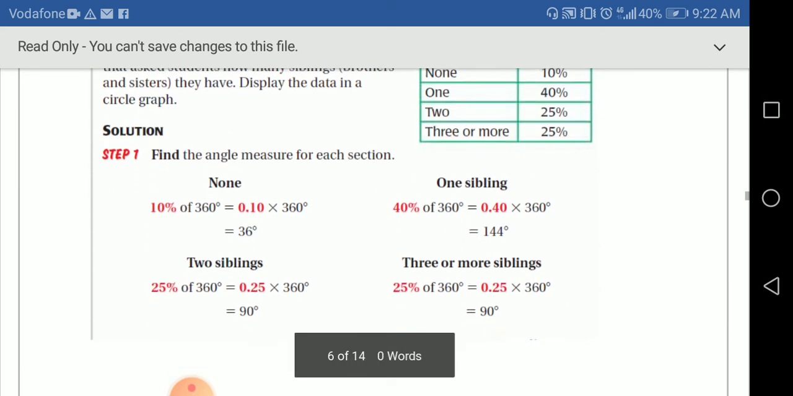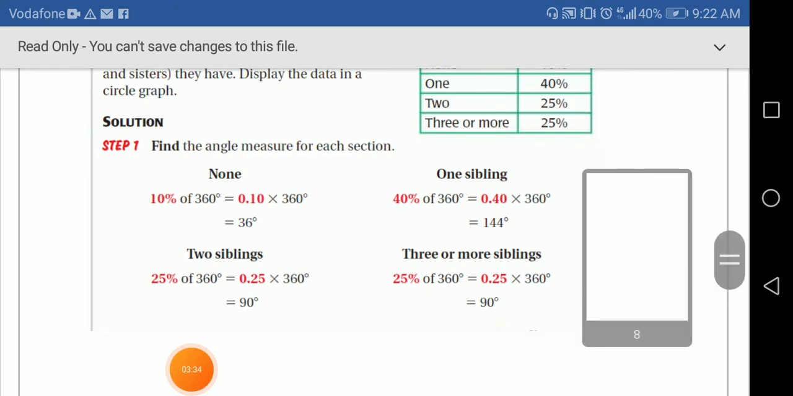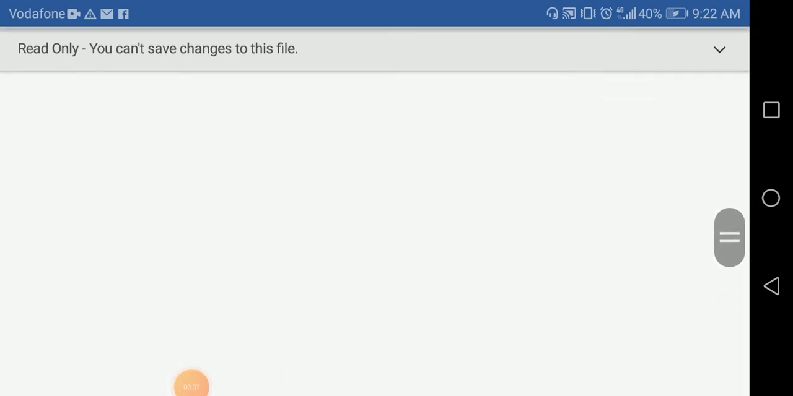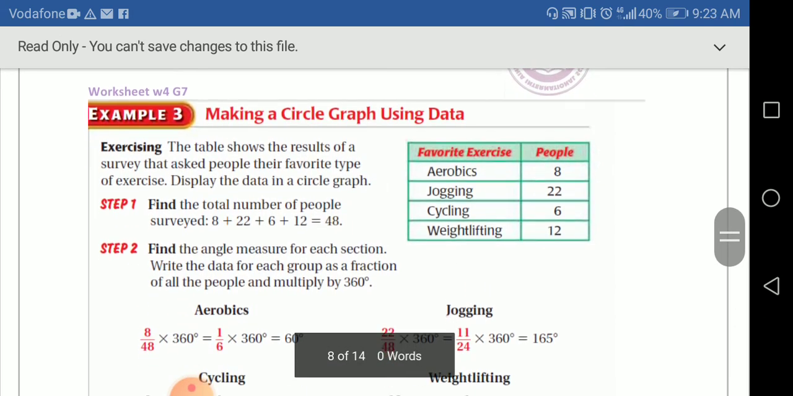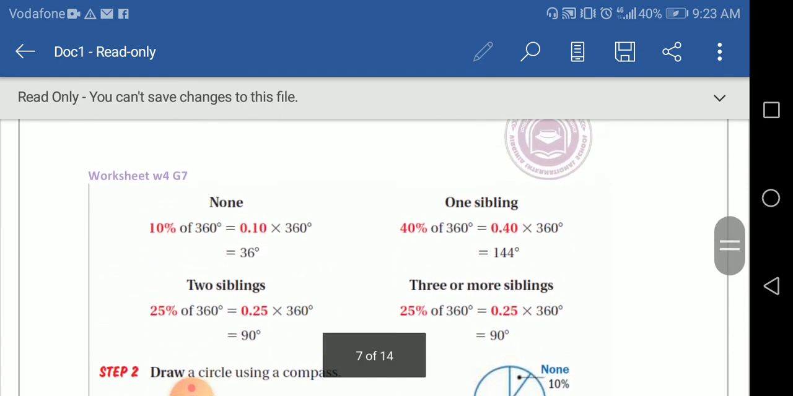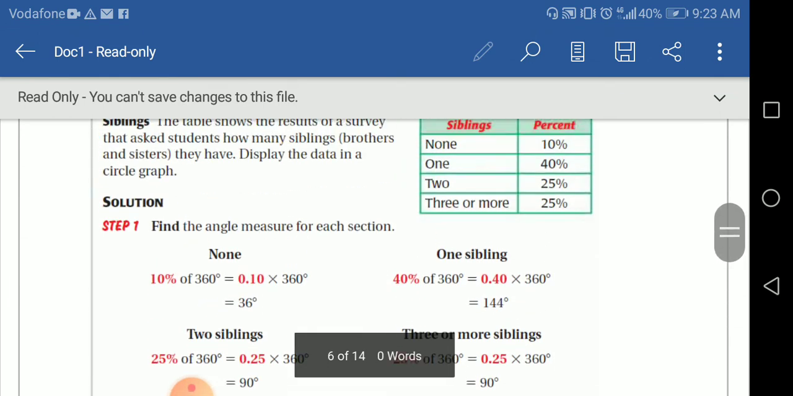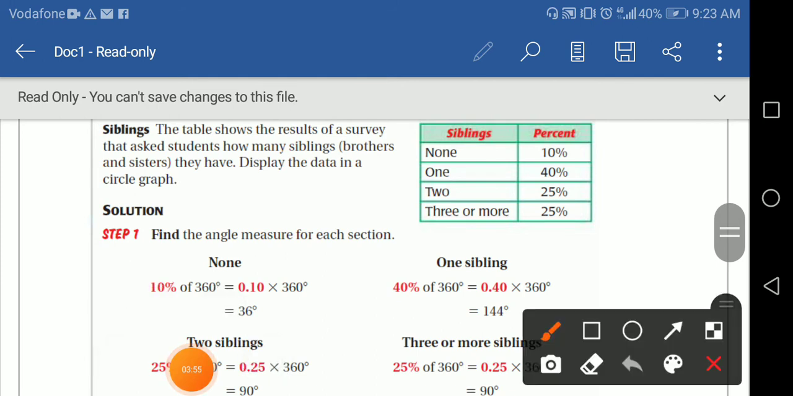So first step, find the angle measure of each section. How can I find the angle measure? And he gives me percentages, so it's very easy. Let's see how. He gives you for none 10%. None, 10% of what? The total, we know, is 360. So 10% multiplied by 360 means 0.10 times 360 gives you 36 degrees.